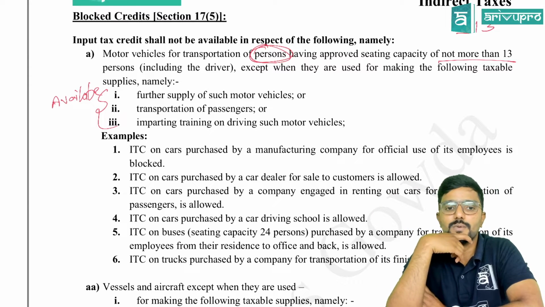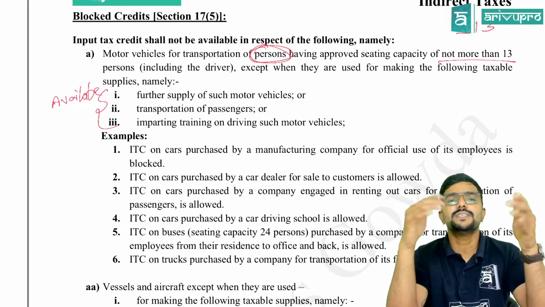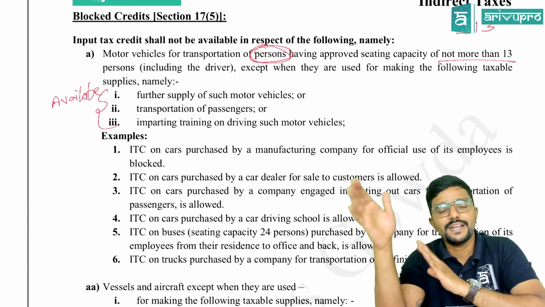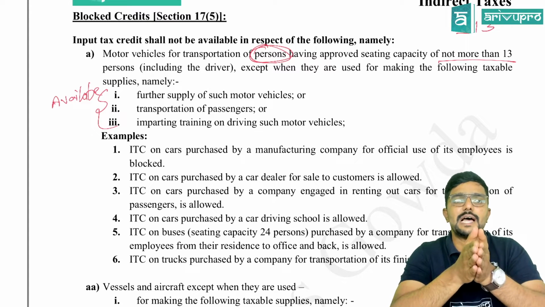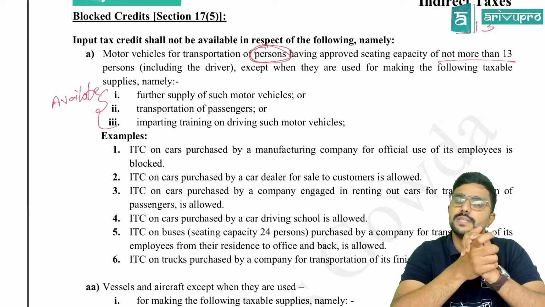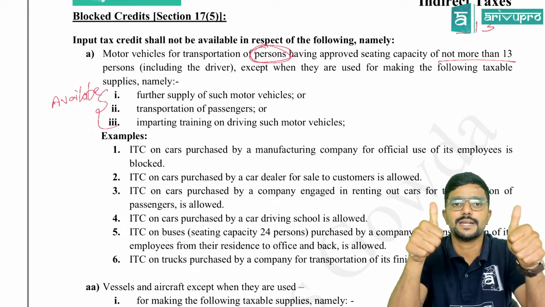Next, third one, imparting training on driving such motor vehicles. So imparting training means driving schools and all. Okay. So Maruti driving school, A driving school, Sunshine driving school. So those people have purchased the car. Why? To use it in the driving school. In that case, can they claim the credit on the purchase of motor vehicles? Yes, they can claim it.